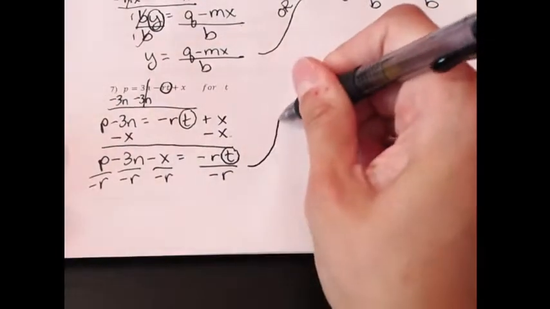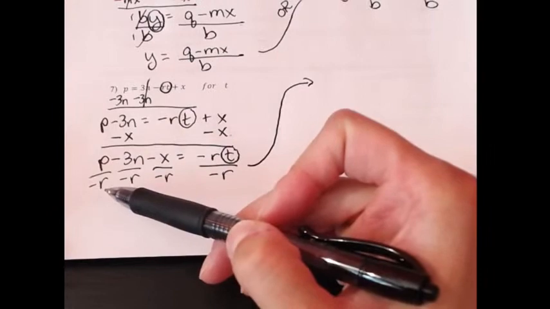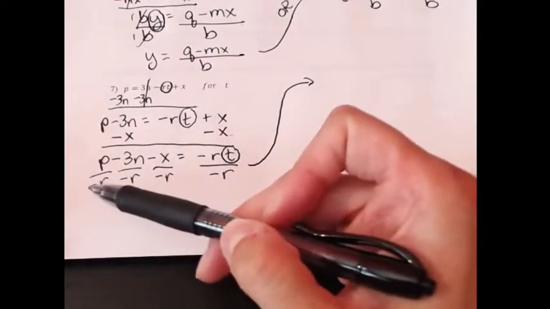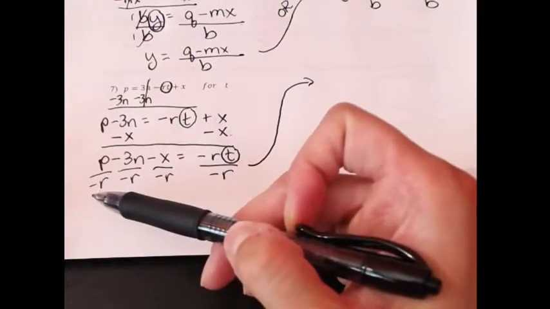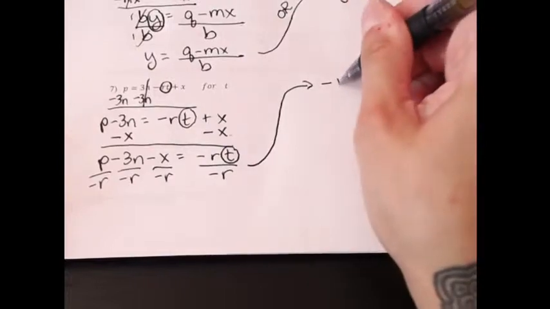So if I simplify this problem, notice I have p divided by negative r. And we learned throughout this course so far that if our negative is in the denominator, let's either move it up to the numerator or in front of the fraction. So we have negative p over r.